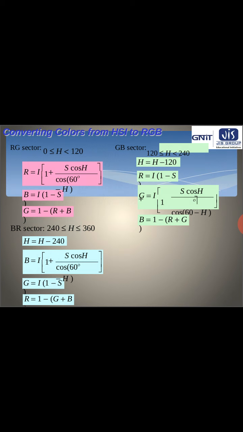Now the conversion from HSI to RGB has also been given here. For this, there are three sectors. One is for the combination of R and G, another is G and B, and the last one is B and R. They are known as the RG sector, GB sector and BR sector. The corresponding value for RGB has been given for each of the three sectors.